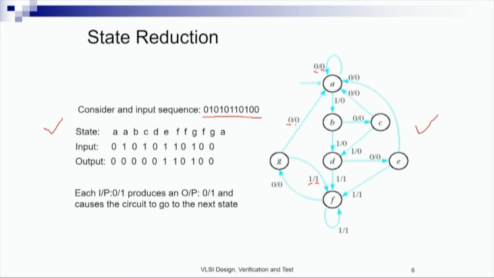When we get the input 0, we produce the output 0 and go to the next state A. If the current state is A and the input is 1, we produce the output 0 and go to the next state B.